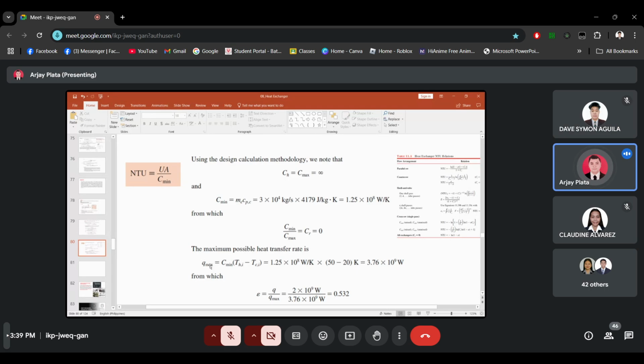So that's Q max. Now we can solve for the E, or effectiveness. It's the ratio of Q, the heat transfer rate, over the maximum heat transfer rate. Q max is 3.76 times 10 to the 9, while Q equals 2 times 10 to the 9, as given in the problem. So we can get a dimensionless value, and that's the effectiveness, E.